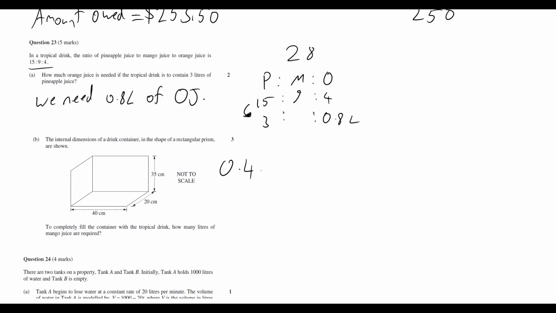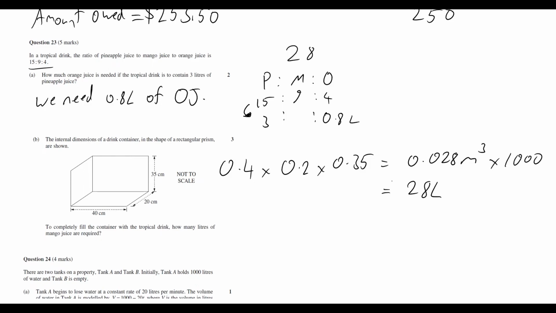0.4, so that's the 40 centimeters or 0.4 meters, times 0.2 meters for the 20 centimeters, and again times 0.35. Multiplying all of those together, we get 0.028 meters cubed. The reason I write this all in meters is because I know there's 1,000 liters in 1 meter cubed. So to convert from meters cubed into liters, I'm going to times by 1,000, which just moves the decimal point across 3 times. So we get that this container will hold 28 liters of the juice.